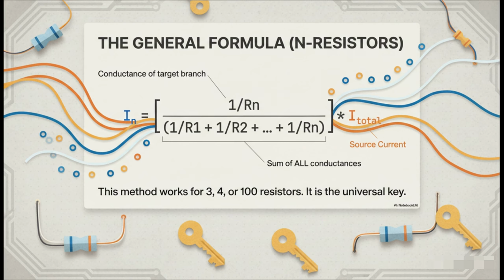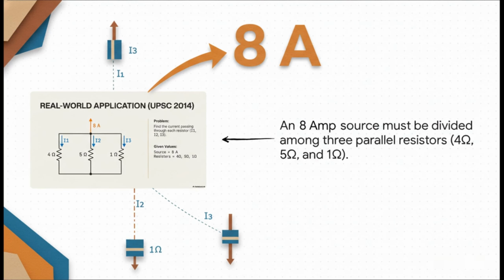Now, don't let it scare you. It's actually pretty straightforward. Instead of talking about resistance, which is how much a circuit fights current, we're going to flip it and talk about conductance, which is how easily current flows. Conductance is just 1 over R. So the formula just says that the current in any branch is its share of the total conductance. Simple as that. Okay, that's enough theory.